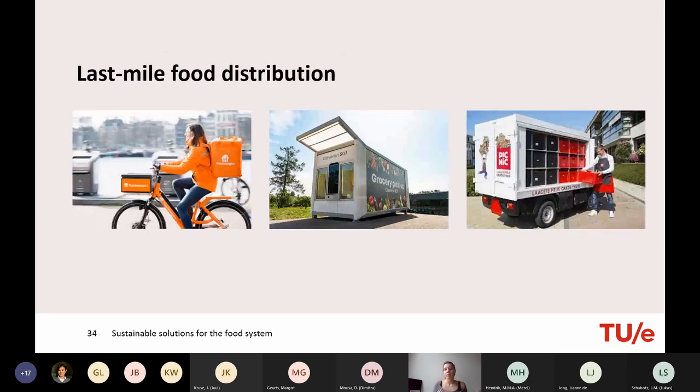There are a number of examples from last mile food distribution that already make use of alternative forms of transport, like more and more bicycles or e-bicycles being used for the meals that you receive at home, which is better within a city environment to deliver things.